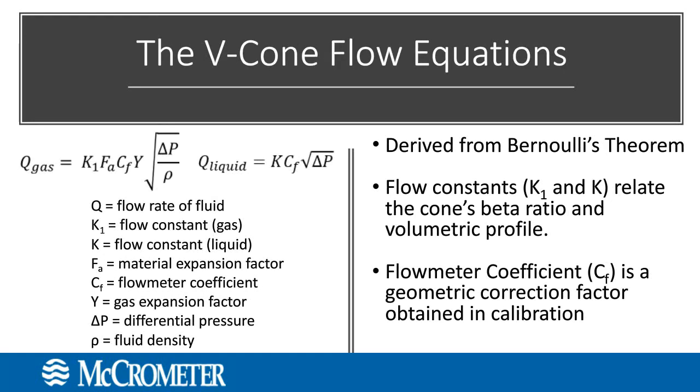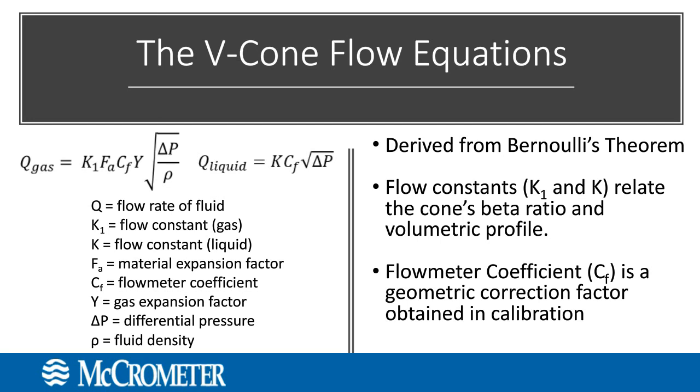Taking the beta ratio as well as a number of other flow constants, we get to the VCone flow equations. These are derived from Bernoulli's theorem at its basic level through a number of different pieces of math. However, I'm not going to go too much into that today. We do have much more information available on that online in the IOM manual, which you'll see in the resource section, as well as a number of other documents that can be found on our partnership portal website. The flow constants here noted are K1 and K, and they relate to the cone's beta ratio and volumetric profile.